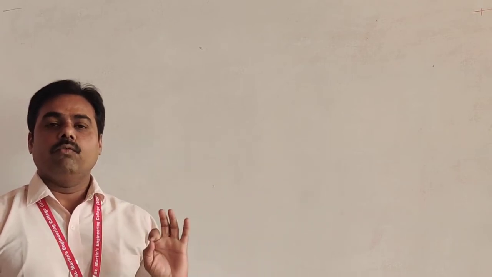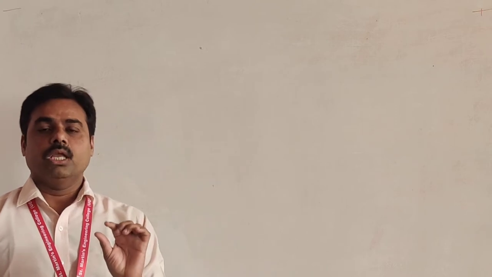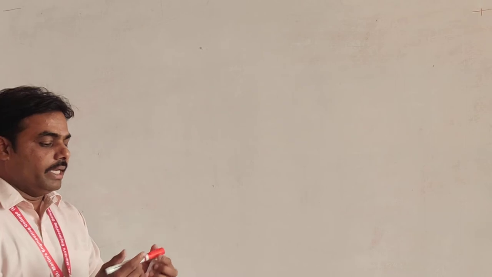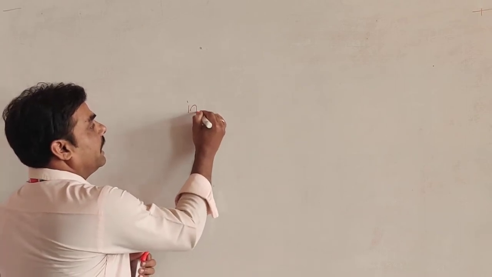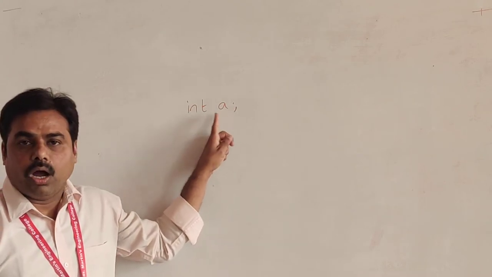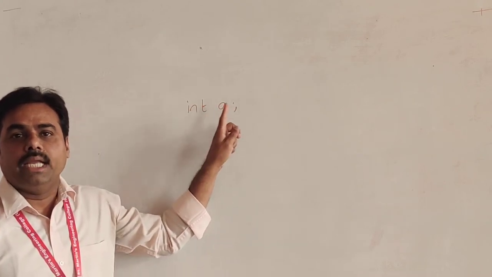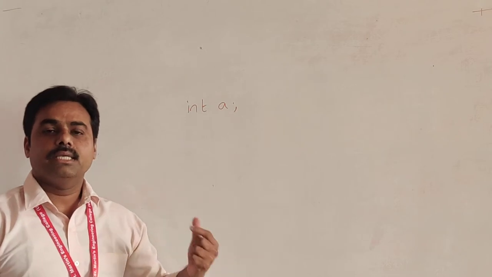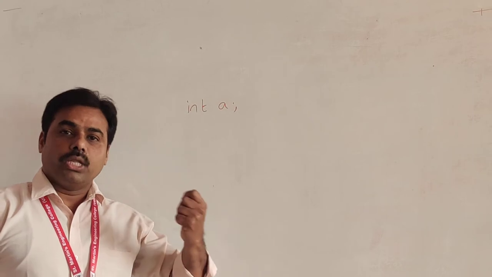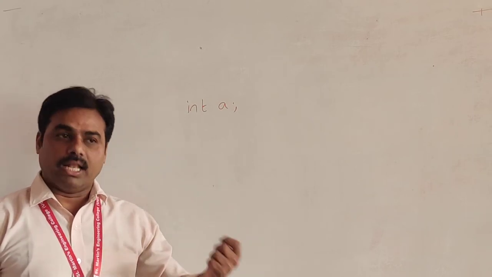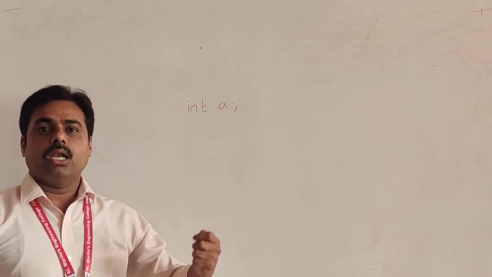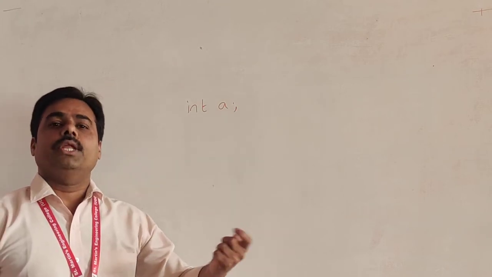Generally, if you want to store values in variables, we declare a variable like an integer. For example, what is the meaning of this one? A is a variable of type integer, which can store integer numbers only. Integer means a number without the fractional part. If I would like to store 10 different values, I would require 10 different variable names, maybe a1, a2, a3 and so on up to a10.